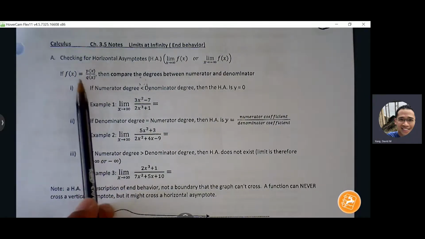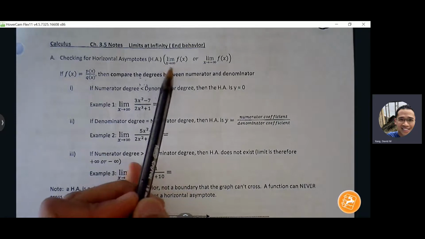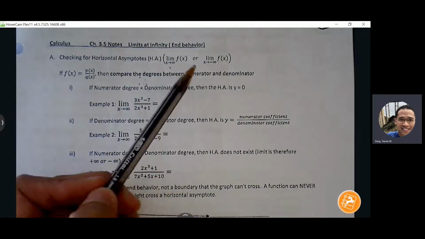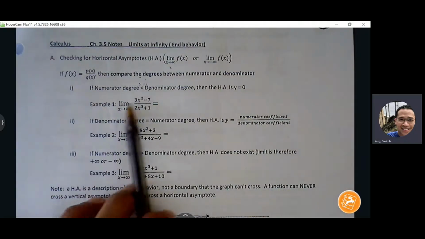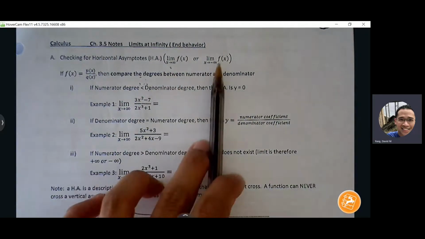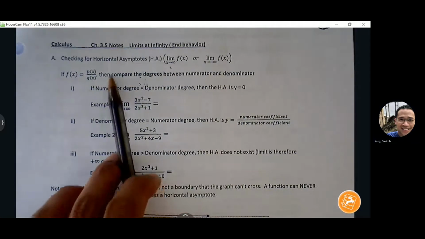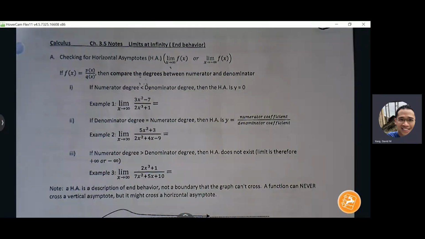Now, when you see a limit problem, and if the limit is approaching infinity, we're going to have to switch gears. We have a completely different set of rules for infinity. If it's a real number, we just plug that real number in, and we go from there. But if we see infinity, we have to separate ourselves and consider that this is a completely new set of steps. So if it's approaching infinity or negative infinity, we compare degrees between numerator and denominator.